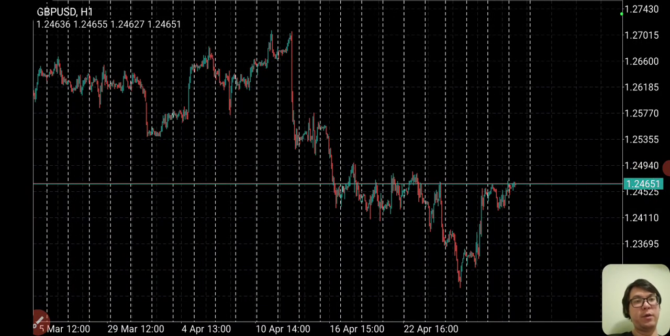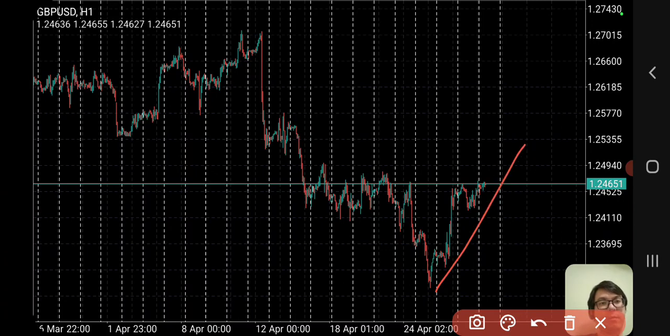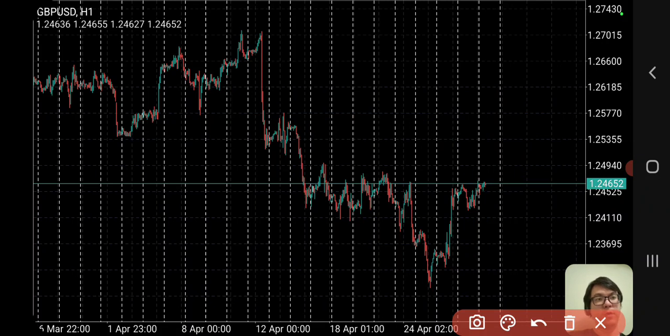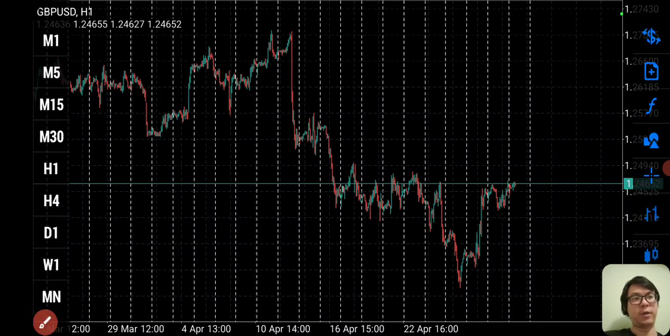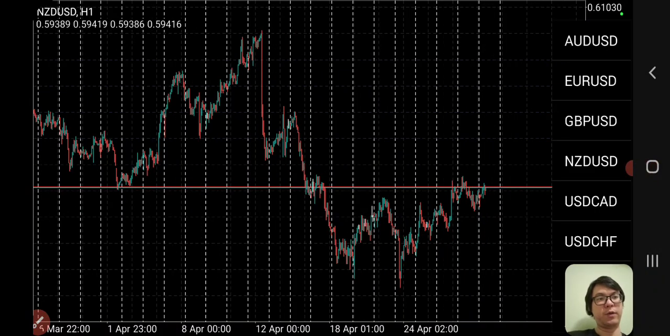Pound dollar. This one is uptrend, resistance. So this is the most important area where we want to see if there's a rejection candle or breaking down the trend line and pullback. We're going to wait for this one, and we're going to scan for the next one. New Zealand dollar. This one is similar to the pound, so nothing we are expecting for tonight.